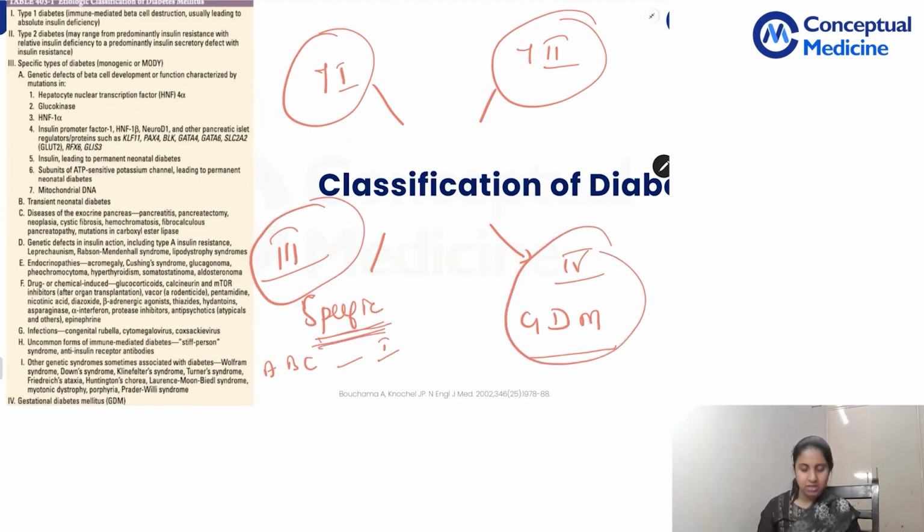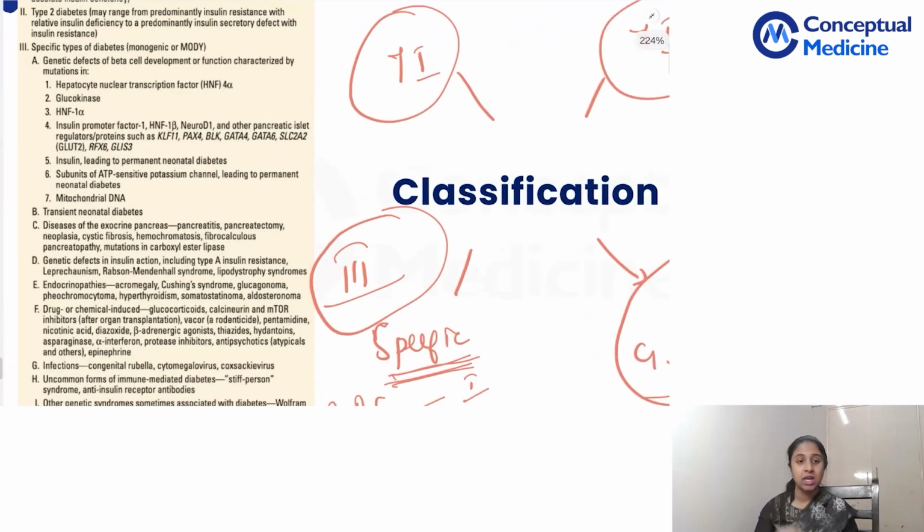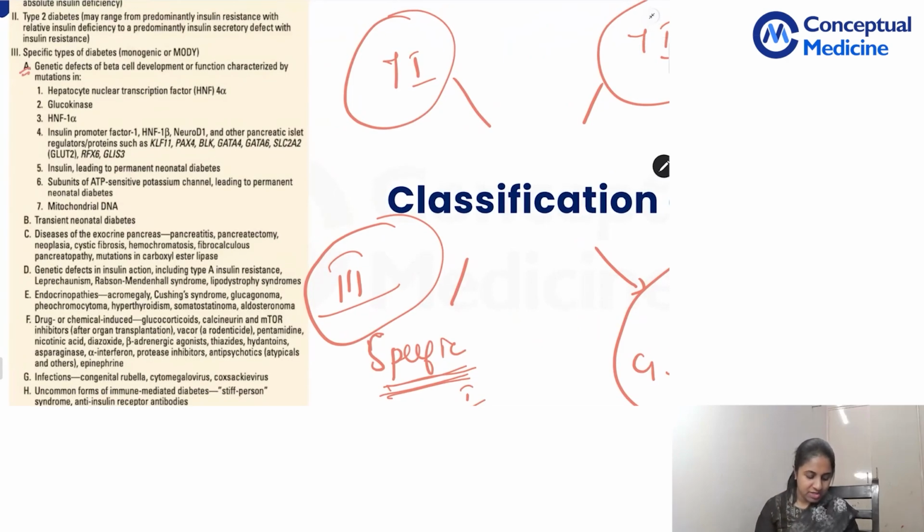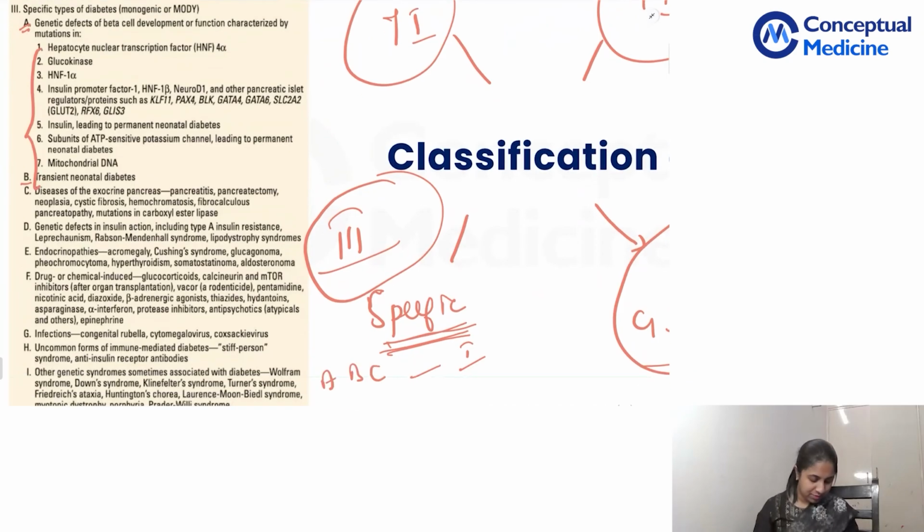But among the specific categories, type 3A is called MODY, which is a single gene diabetes mellitus. You have a genetic mutation happening in the insulin secretion. So 3A is a mutation directly in the insulin secretion pathway. The mitochondrial diabetes is also categorized under single gene disorders only. And B is transient neonatal diabetes. Permanent neonatal diabetes comes under the MODY category. Transient neonatal diabetes comes under 3B.